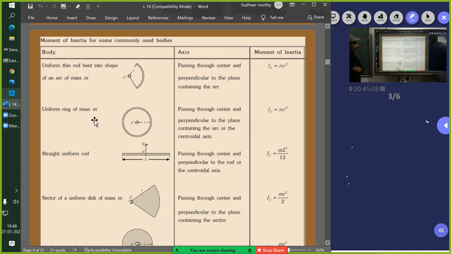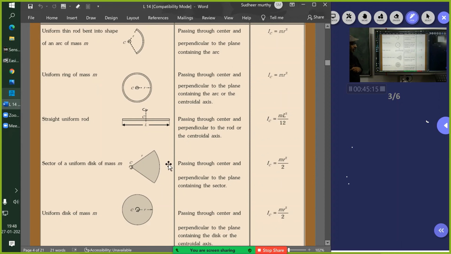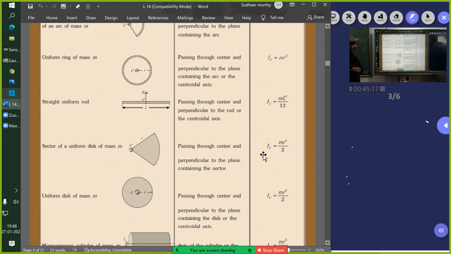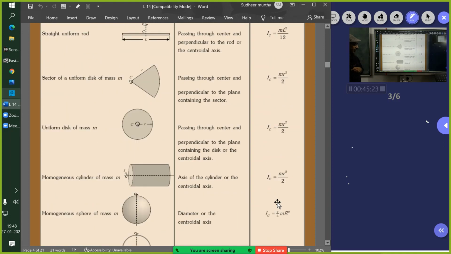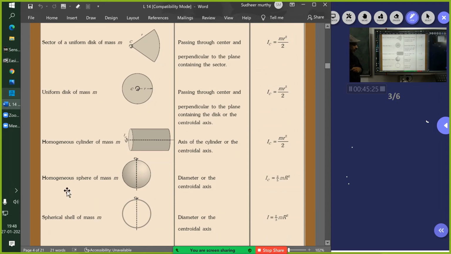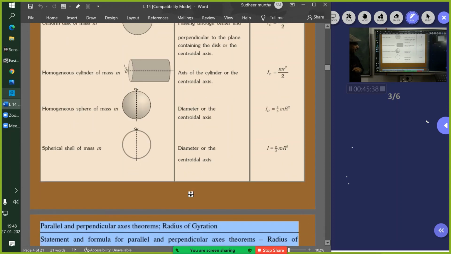A uniform ring of mass M is mr square. This we have done. About this, ml square by 12 we have done. Uniform disk, mr square by 2. You can see this, and for the disk it is the same. Cylinder, mr square by 2. Then diameter through the center of a homogeneous sphere of mass m, 2 by 3 mr square. Then 2 by 5 mr square. Got it?